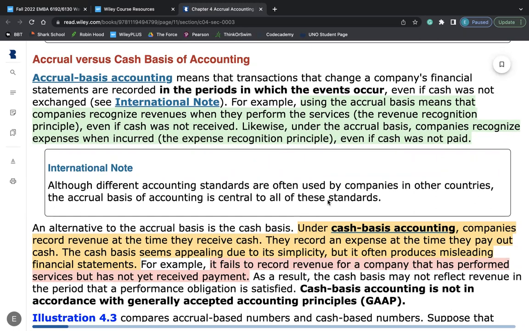Accrual basis means that the transactions that change a company's financial statements are recorded in the periods in which the events occur. For example, this means that companies recognize revenues when they perform the services, even if cash isn't received. Likewise, under the expense recognition principle, companies recognize expenses when incurred, even if cash was not paid.